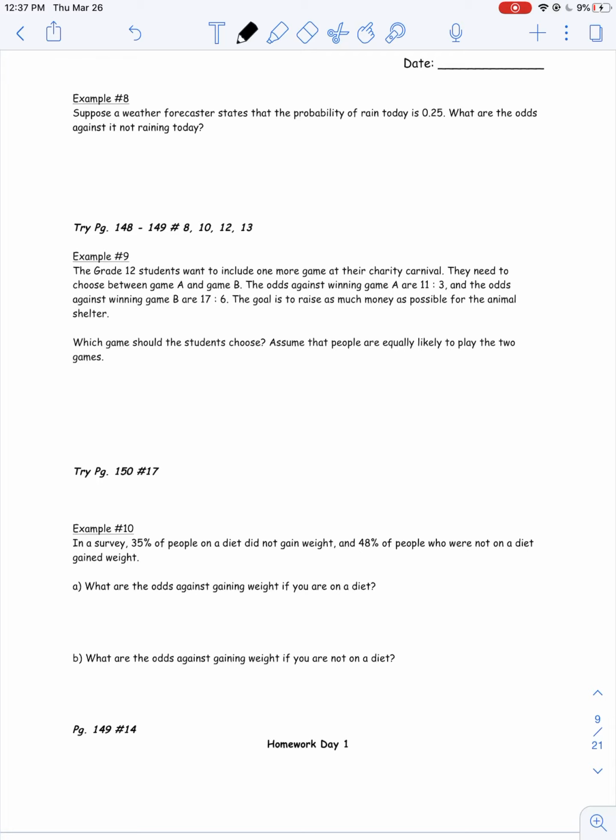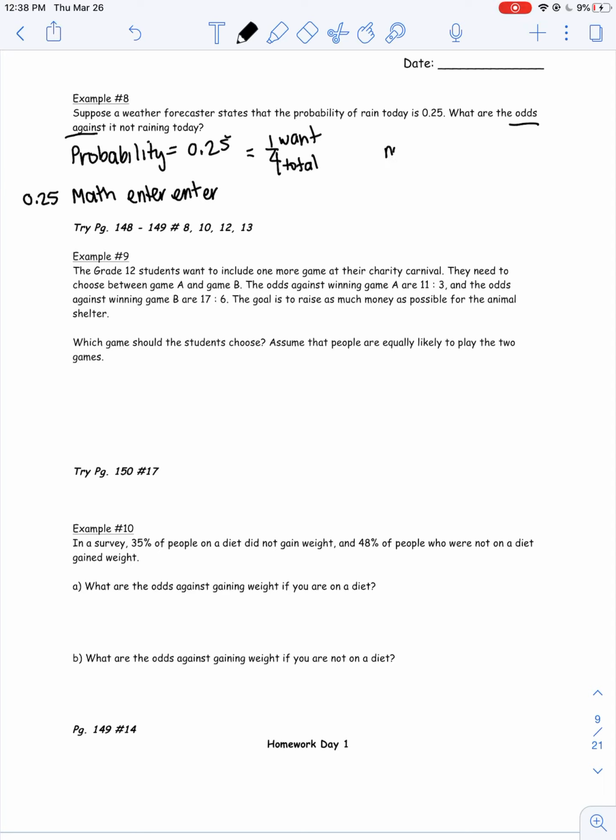Example number 8. Suppose a weather forecaster states that the probability of rain today is 0.25. So probability is 0.25. Now I want to convert this to a fraction. A real nice trick is to go into your calculator, put 0.25, then press math, enter, enter. You're going to get that the fraction that represents 0.25 is 1 over 4. That's important because you need to label what your want is and what your total is when it comes to probability. So it needs to be in fraction form.